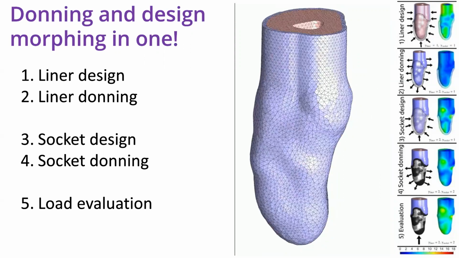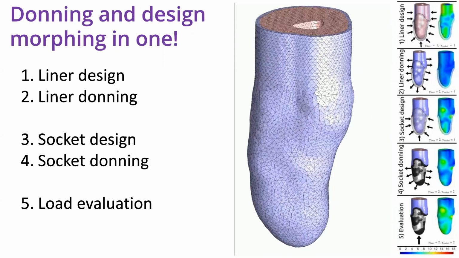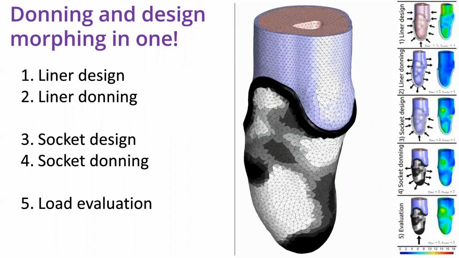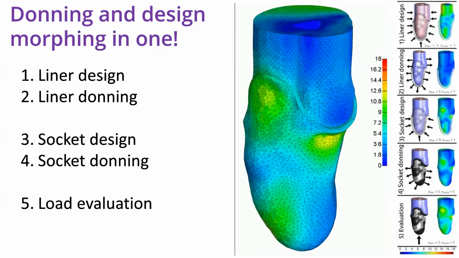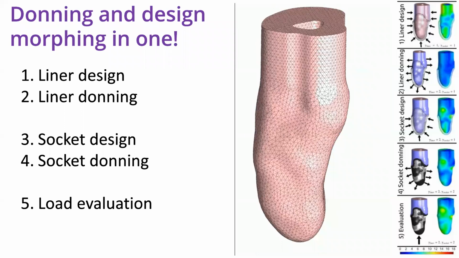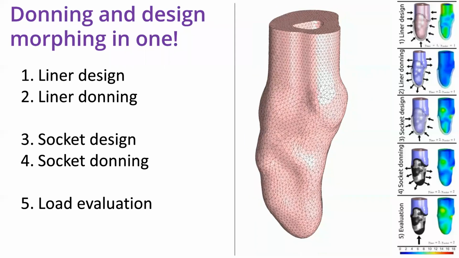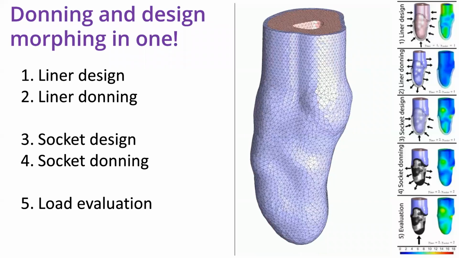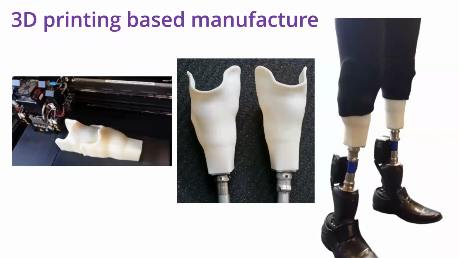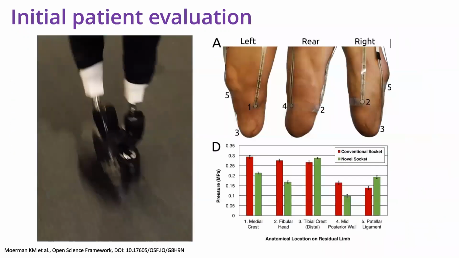So there are 5 steps: liner design, liner donning, socket design, socket donning. And the 5th step is I just press the socket upwards with body weight force, which is in this case a simple evaluation of standing in the socket. And then we look at the stresses and strains that have developed in the socket. If we like those stresses and strains, we can move on to 3D printing for manufacture. Here's a rigid socket, fully white nylon-like material, and that's ready for testing.